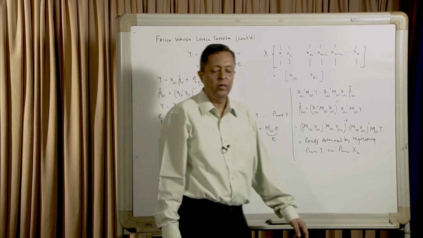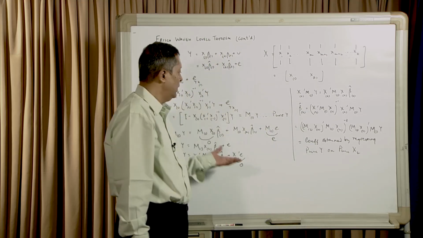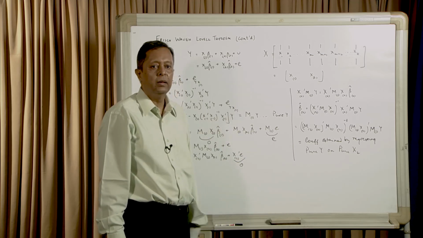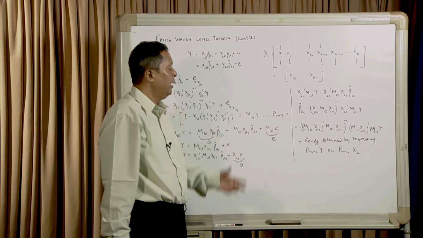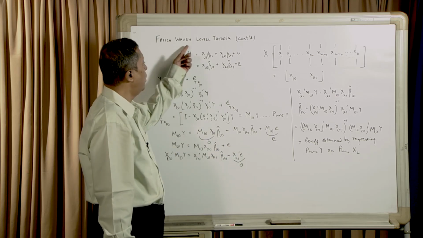So, viewers, with that we come to the end of this module, which discussed the relationships between simple, partial and multiple correlations with the help of data, and the generalization of this result, which is called the Frisch-Waugh-Lovell theorem.